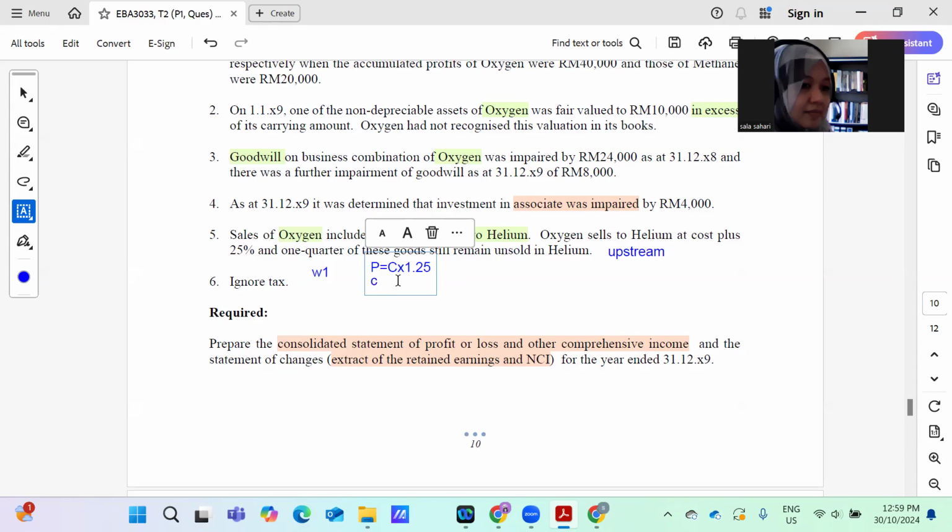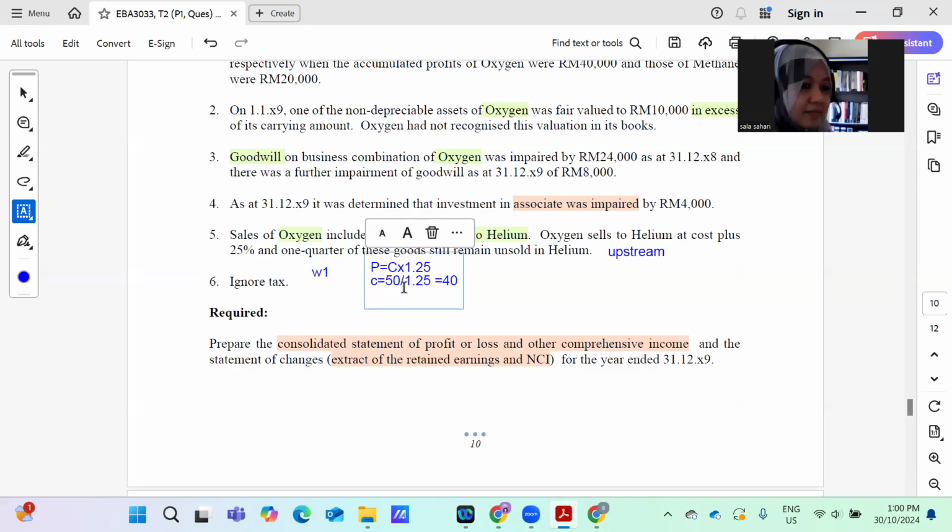So in this case, we just twist the figure. C equals P, in this case the 50,000. I just change directly to P, 50,000 divided by C. The multiple side we bring to this side, so it will be divided by 1.25. So the answer should be 40 for C.